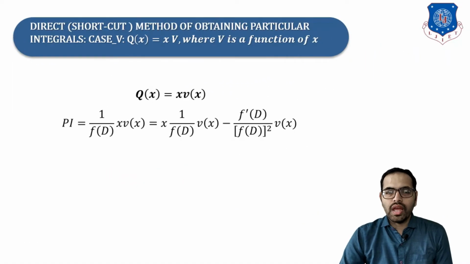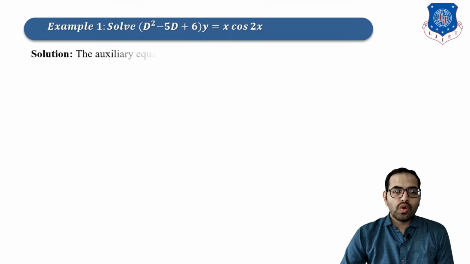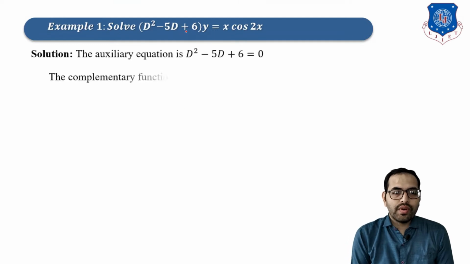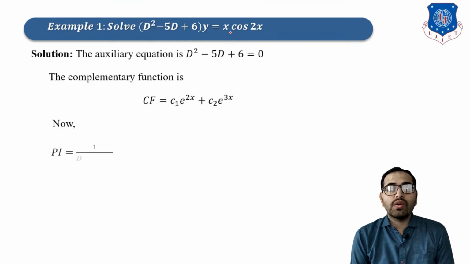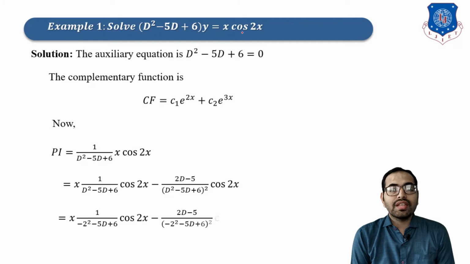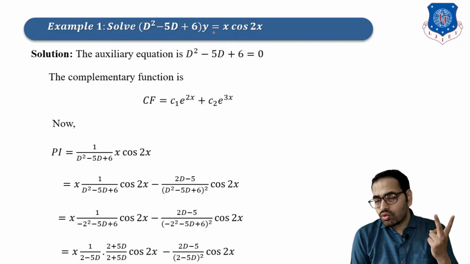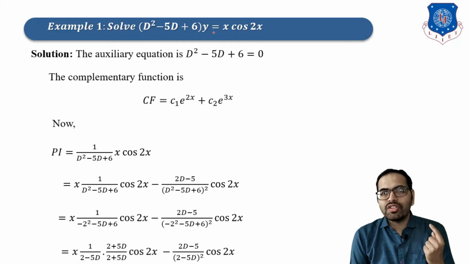Let's move on to one example based on case 5 to find the particular integral. Solve D square minus 5D plus 6 of y is equal to x into cos 2x. Such a kind of example has Q of x equal to x into cos 2x, which is in product form. Whenever we find the general solution, we require two solutions: one is the complementary function, the second is the particular integral. First we find the complementary function.